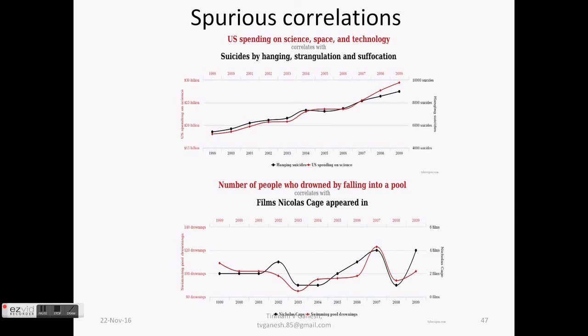Both these charts show spurious correlations. The first chart shows the US spending on science, space and technology, and the suicides by hanging and strangulation. It appears that the US spending, which is in red, and the hanging suicides follow each other pretty closely. If you take the second example, the number of films Nicolas Cage appeared in, the black line, and the number of people who drowned in a pool seem to follow each other pretty closely. So it looks like there is some correlation, right? But clearly these are two nonsensical examples, and though the two lines seem to follow each other, it does not mean that they are actually correlated.